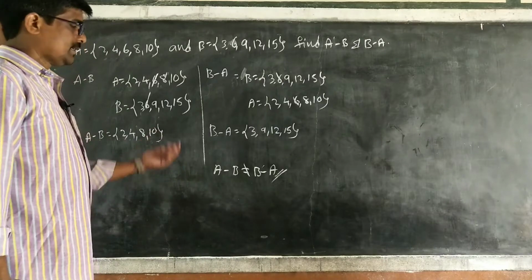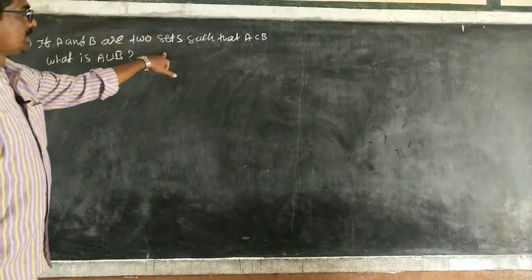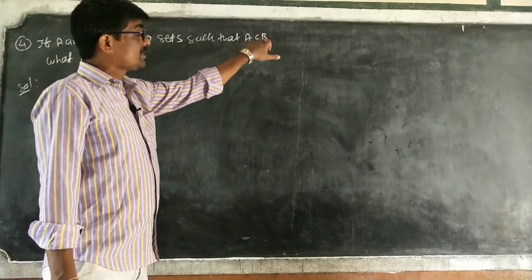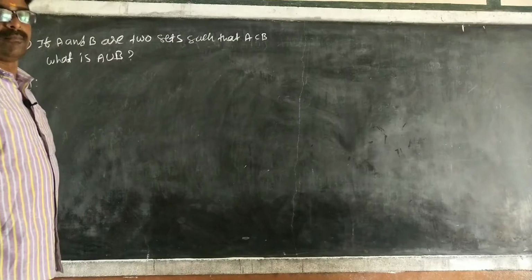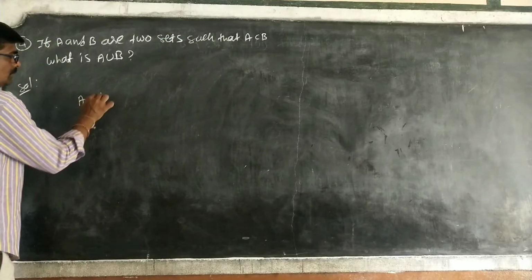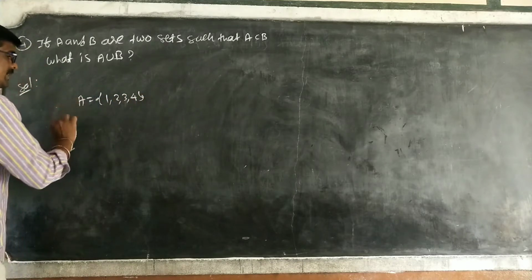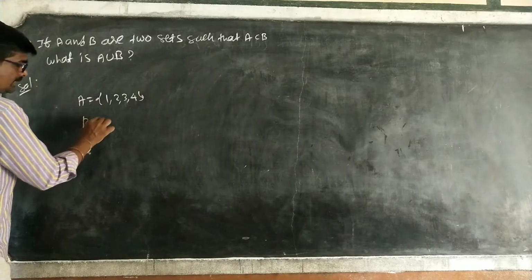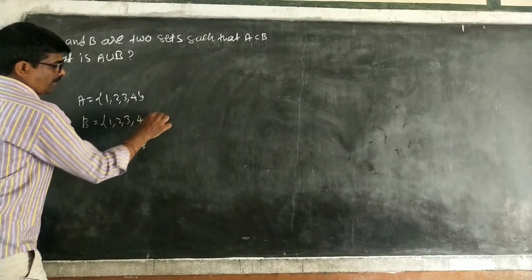Next. If A and B are two sets such that A is a subset of B, what is A union B? So I am taking one set, A is equal to {1, 2, 3, 4}. B is equal to, I am taking another set, {1, 2, 3, 4, 5, 6}.